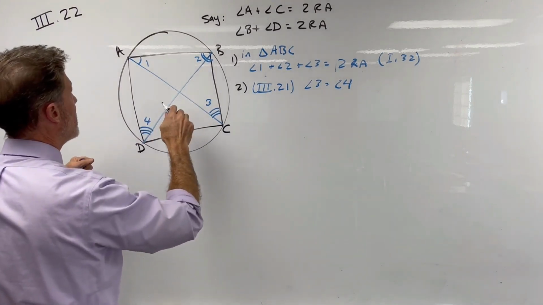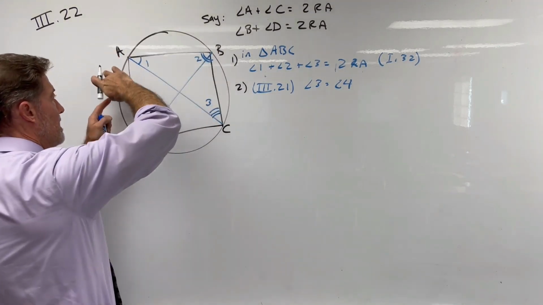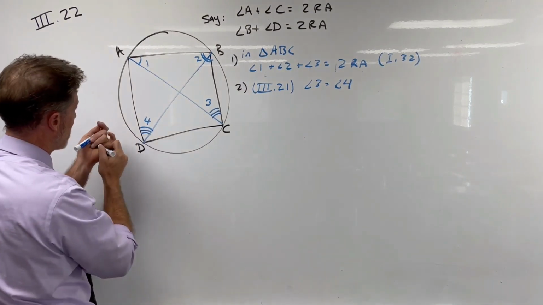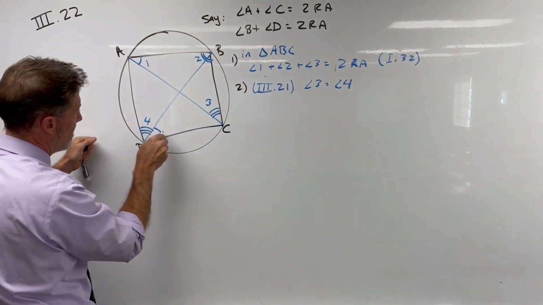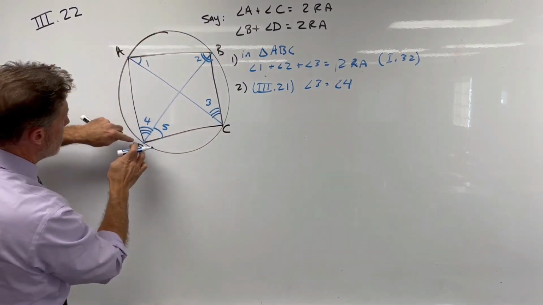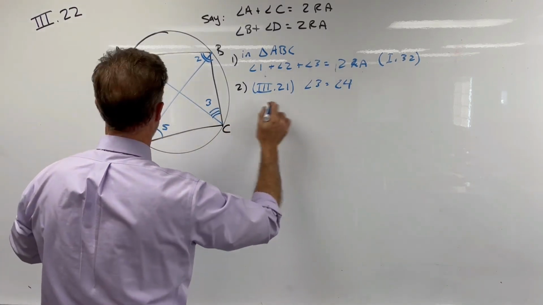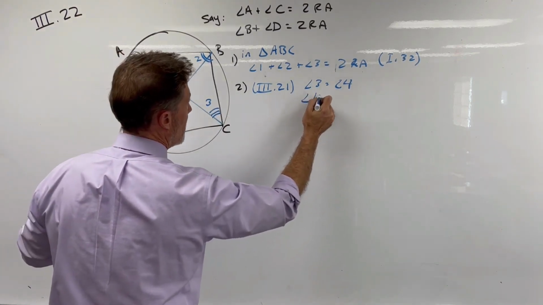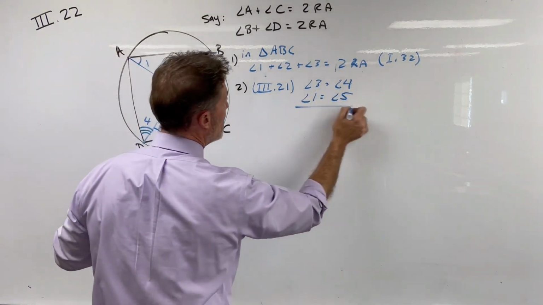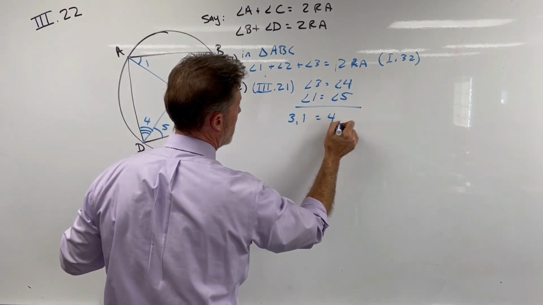Likewise, angle 1 here is standing on this segment. It's an angle in this segment. And this angle here, I'm going to mark it angle 5. Angle 5 is also standing on that same segment, so it's another angle in the same segment. For that same reasoning, we know that angle 1 is equal to angle 5, which means the combination of these together: angle 3 plus 1 is equal to angle 4 plus 5.